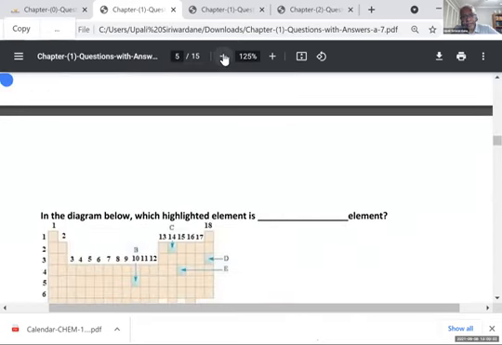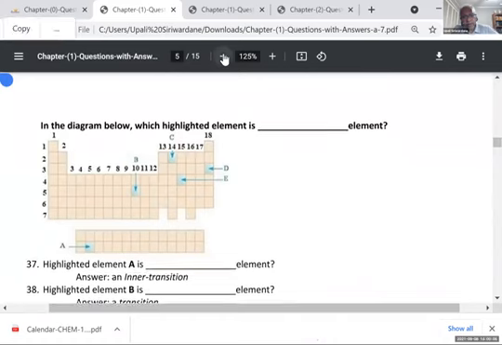Number 37. You will be given a periodic table like that with the elements in different places like A, B, C, D. Highlighted element, number 37: where's A? A is on the bottom, in the inner transition metals. The last two rows are called inner transition. You see that, A is inner transition.